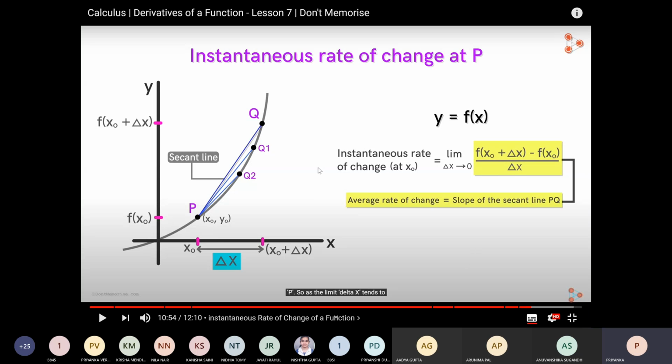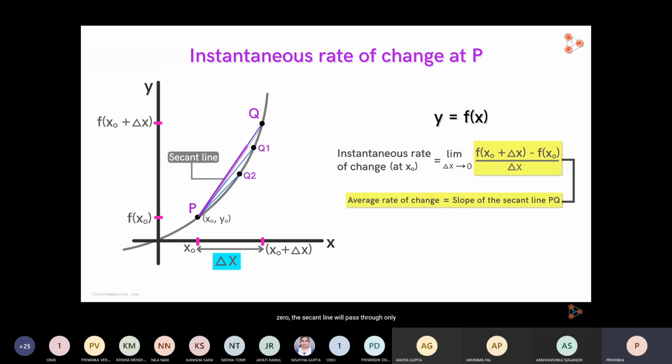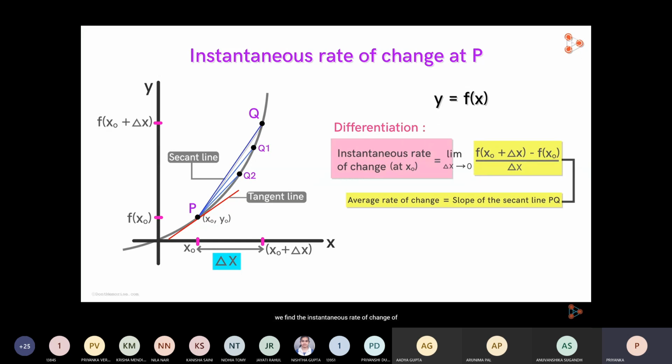So as the limit delta x tends to 0, the secant line will pass through only one point P on the curve. That is, the secant line approaches the tangent line. This is how, using the process of differentiation, we find the instantaneous rate of change of a function or the slope of a tangent line.